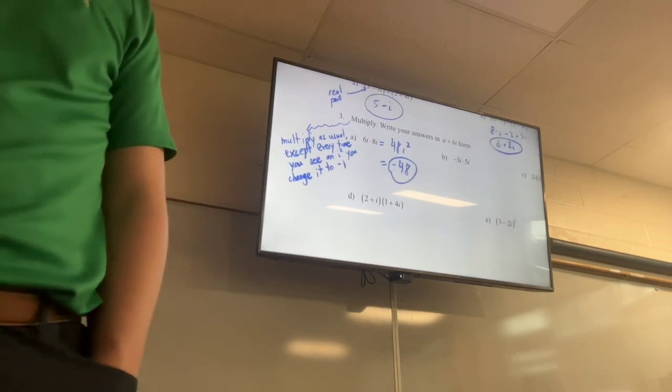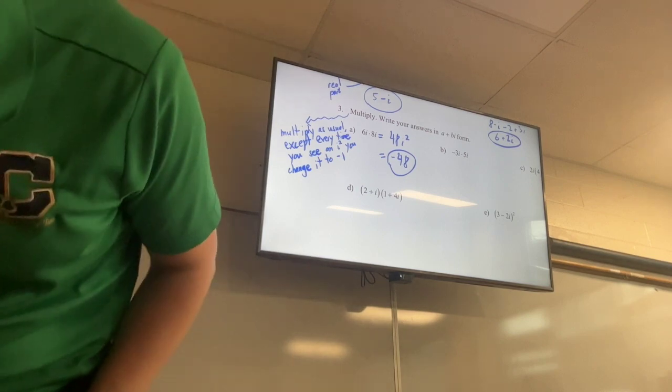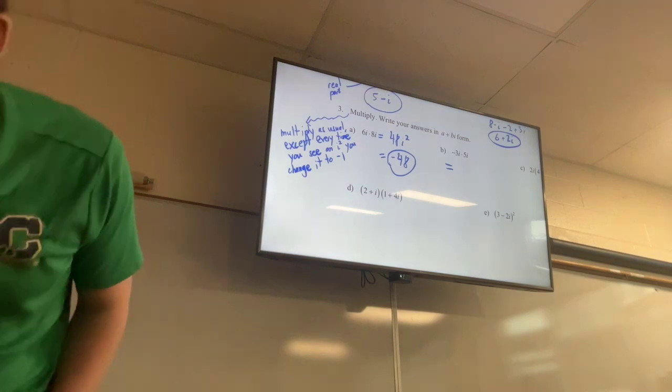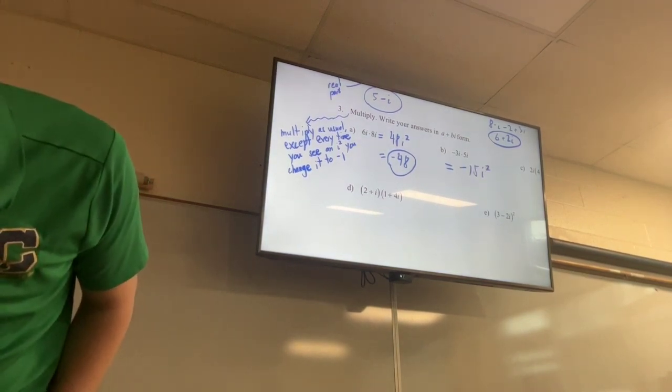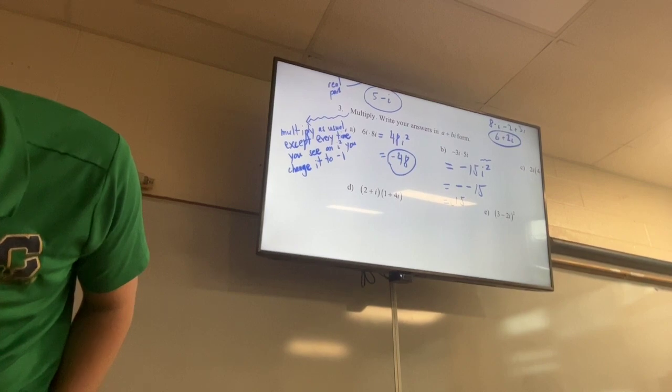Okay. All right. B, negative 3i times 5i, right? What would that simplify to? Negative 15i squared, right? And then that i squared here, we have to change that to a negative 1. So it's positive 15.